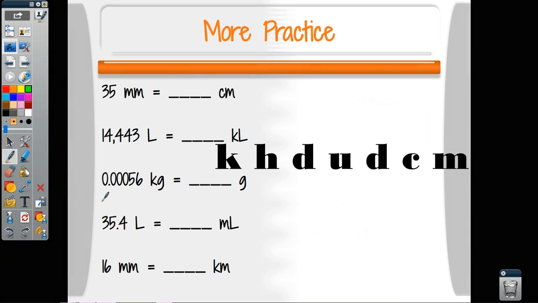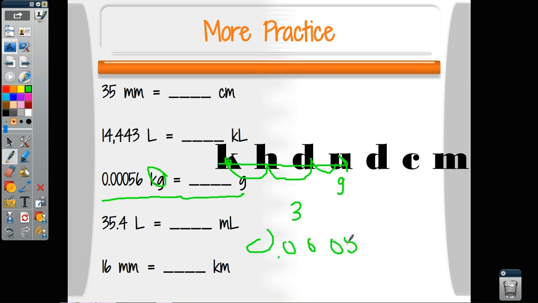All right, next problem. I'm down here. I start with what I know. I know how many kilograms I have, so that's where my pencil starts. I want to know how many grams. Grams is one of my units. All right, 1, 2, 3. And I started over here and I moved this way. There's my number. It was 0.00056. I'm going to move my decimal point to a new home. 1, 2, 3. There it goes. So it looks like my answer should be 0.56.